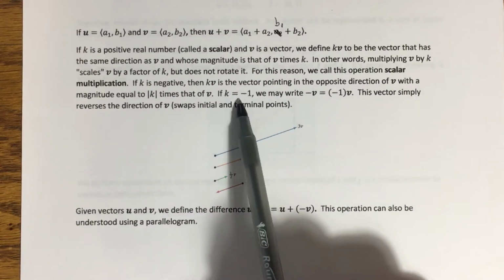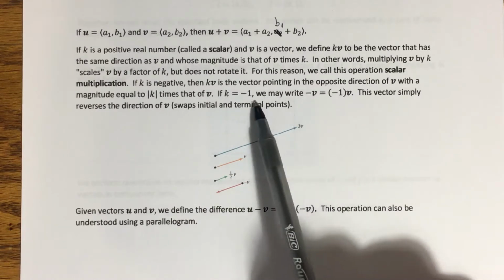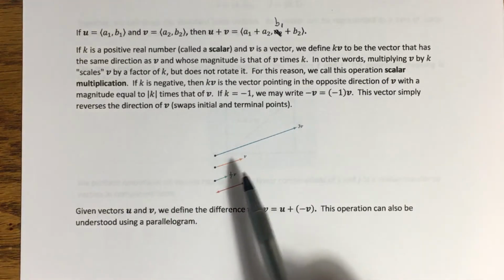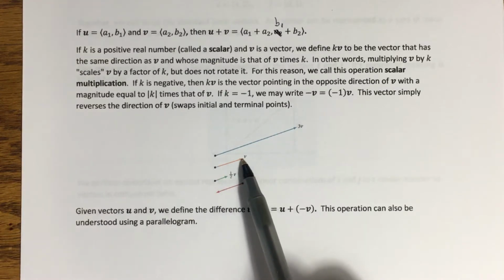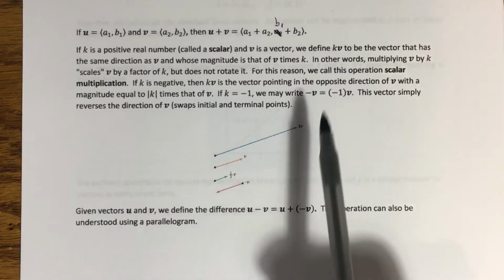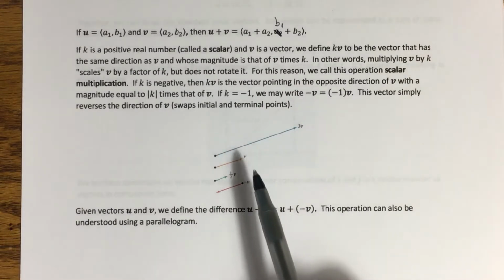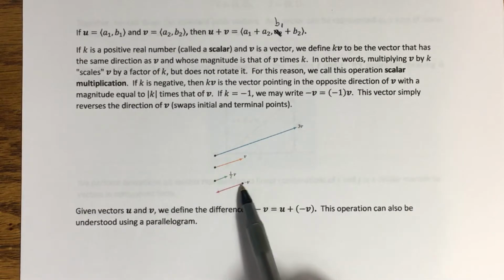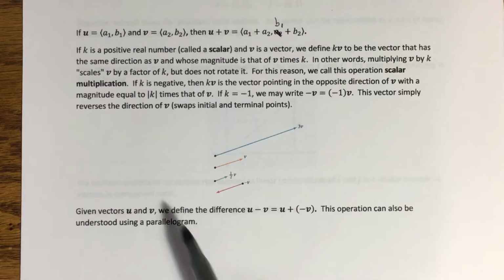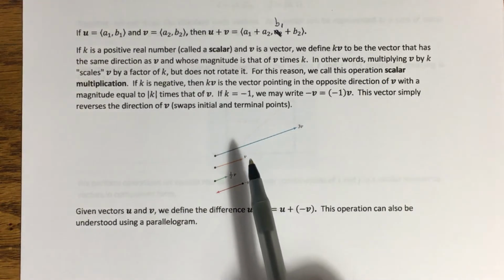In the event that k is equal to -1, so if we multiply a vector v by -1, we oftentimes don't write the -1, we just say negative v. And all that would do is flip the vector completely around. So notice here, v points this direction. Negative v has the same length that v has, but is pointing in the opposite direction. So basically, it just traded initial and terminal points. If I multiplied by -2, for example, then what that would do is flip the direction of v like this, and then scale it by a factor of 2, so it would have double the magnitude. Okay, so that's the effect that multiplying by a negative scalar has.